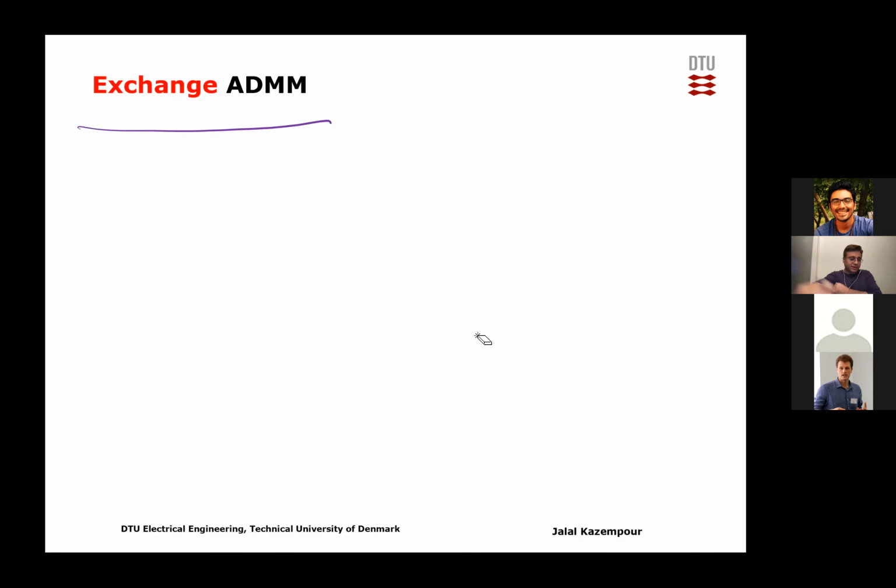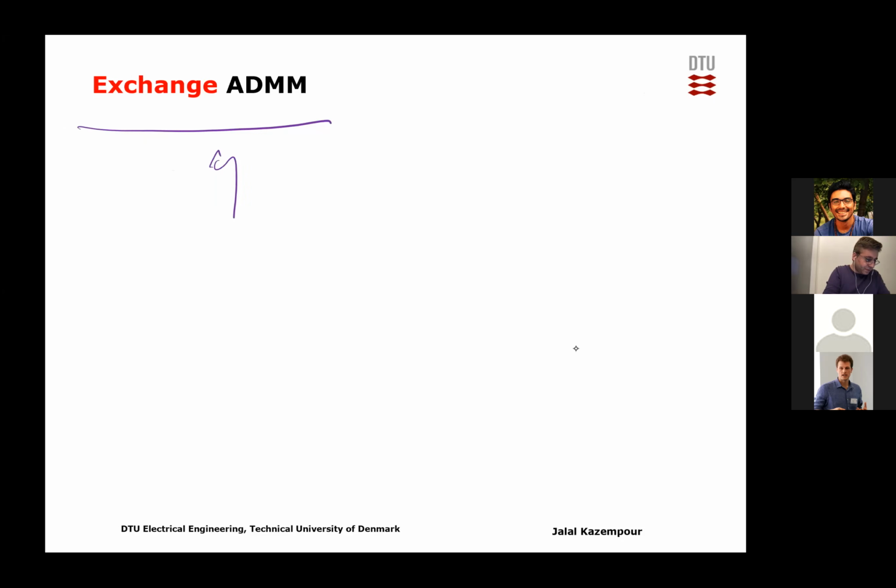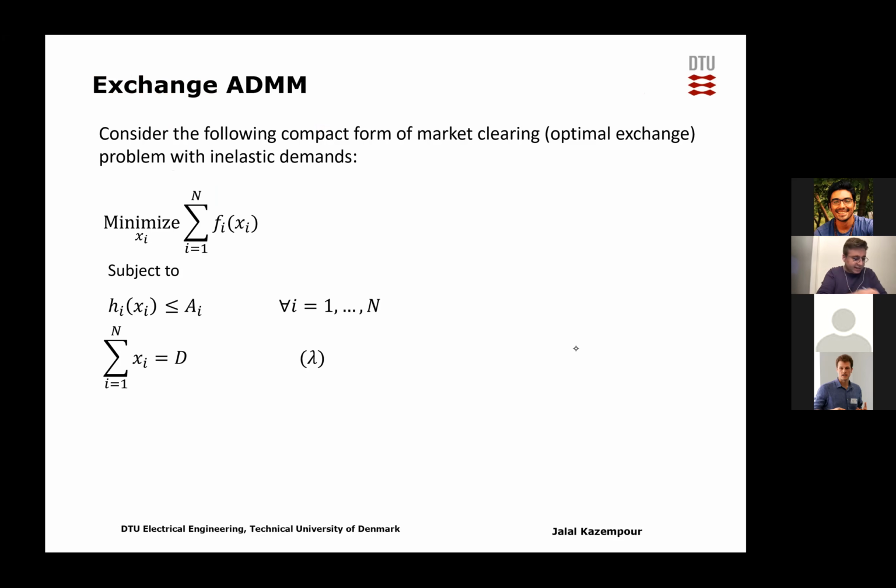Okay, let's continue. So now we are going to talk about exchange ADMM. So let's get back to our original problem or its generalization. Let's assume that, again, it's a market clearing problem with I participants. So each market participant has a separate objective function, f_i of x_i, and the local constraints and power balance equality.